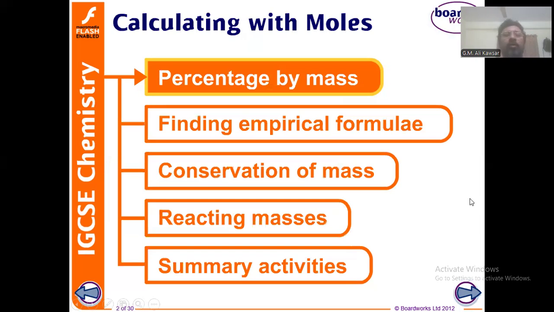We are gonna learn these topics, percentage by mass first. Well, in this chapter, we have to go step by step, otherwise we will not be able to learn everything. So here we will go very slow and step by step, hopefully we will learn everything regarding the calculation of the moles. Well, at first, percentage by mass.